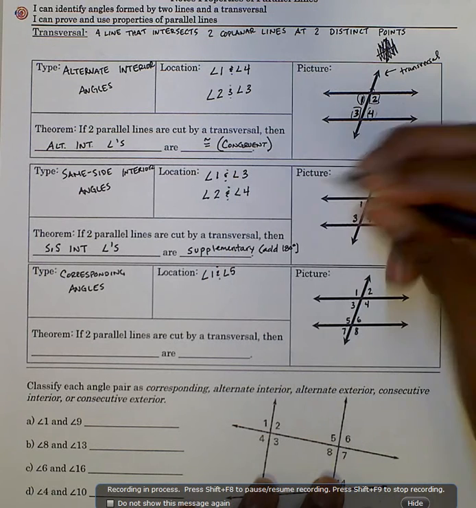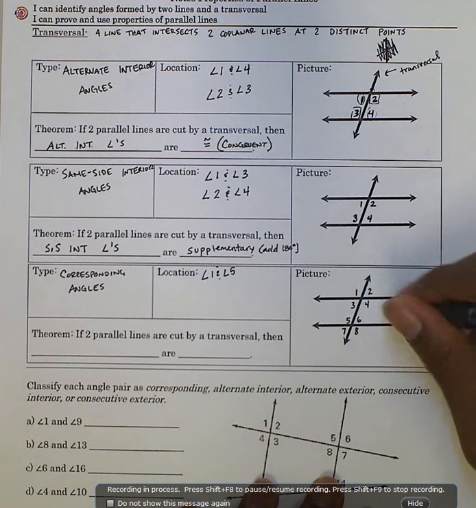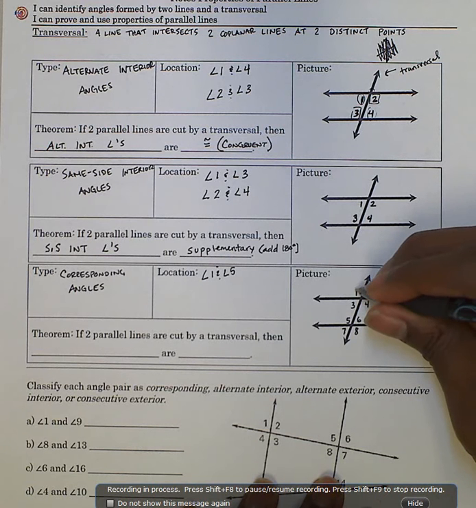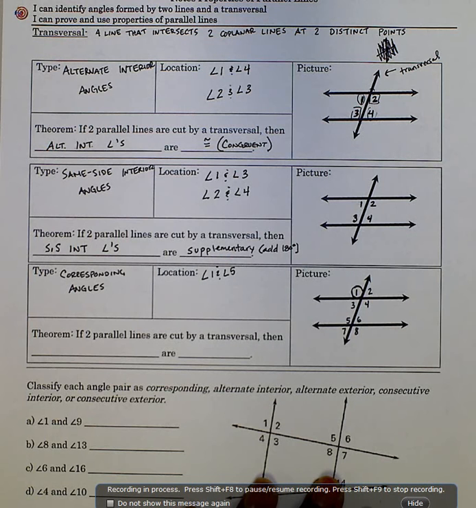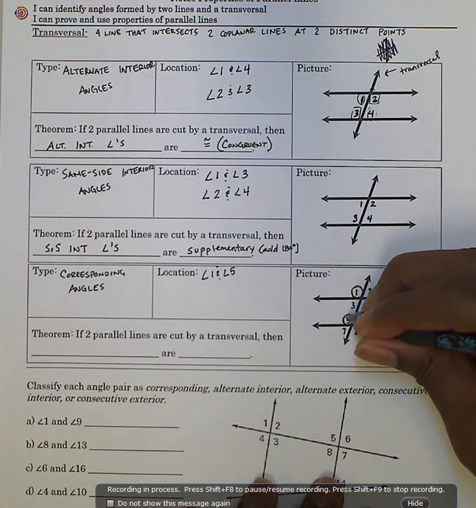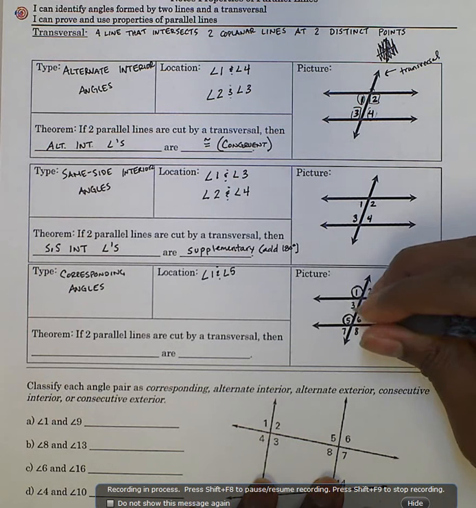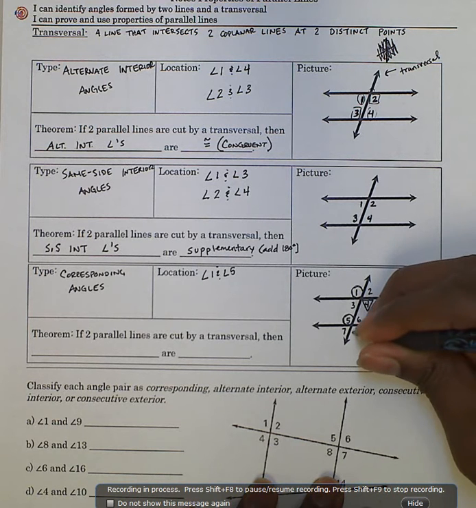are corresponding angles. Looking at the transversal and the two lines that it intersects, angle 1 is the top left angle that's made by the line and the transversal. Okay. Angle 5 is in that same position on the other line. It's the top left of that angle. Another pair of corresponding angles is angle 4 and angle 8.